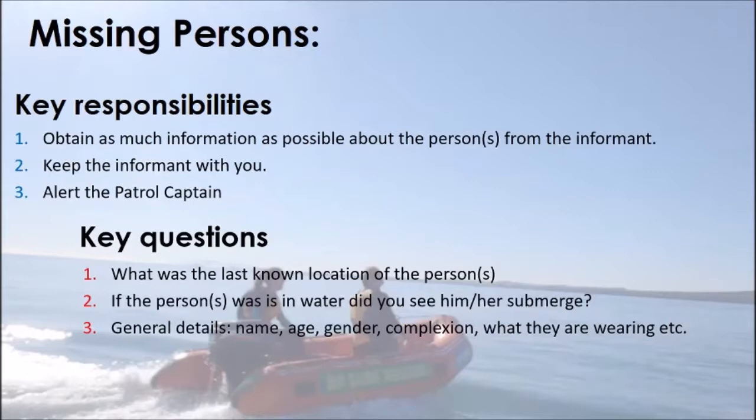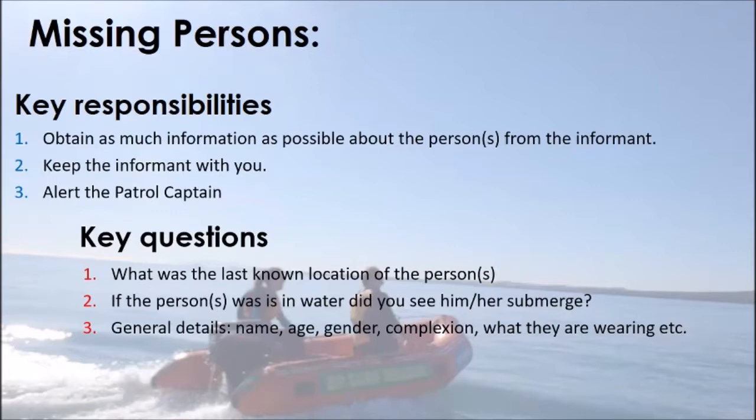Firstly, what was the last known location of the person or persons that we're looking for? And secondly, if the person or persons was in the water, did you see him or her submerge? It changes our time frame, makes it much more dangerous if that person was in the water, and especially if we saw that person submerge. Thirdly, the general details, the name, the gender, the age, complexion, what that person was wearing, a description of their surfboard, all that stuff.